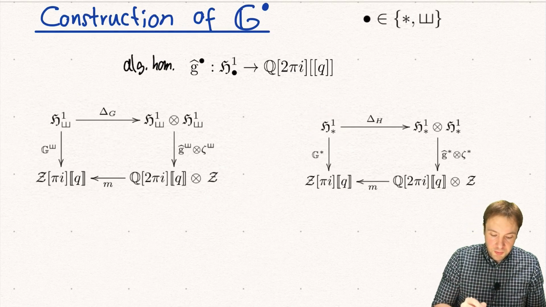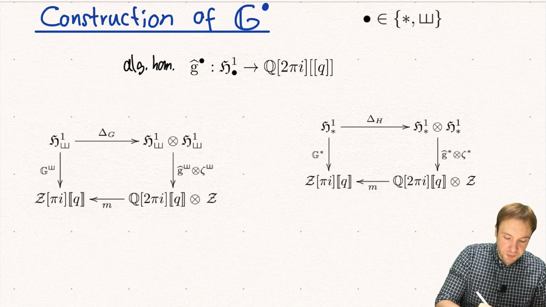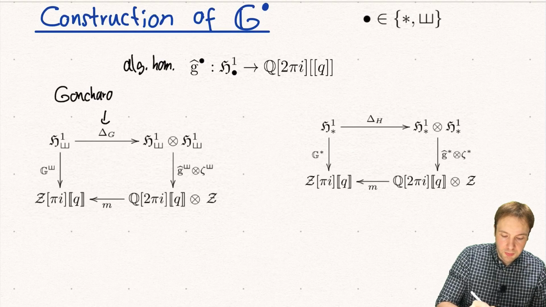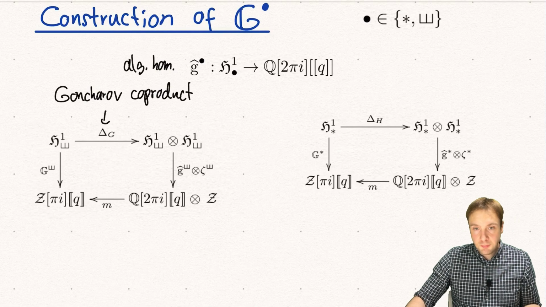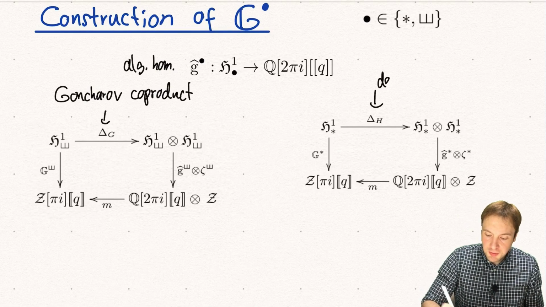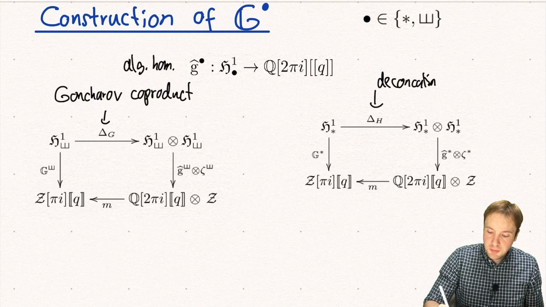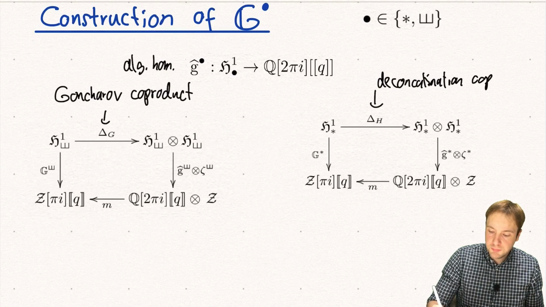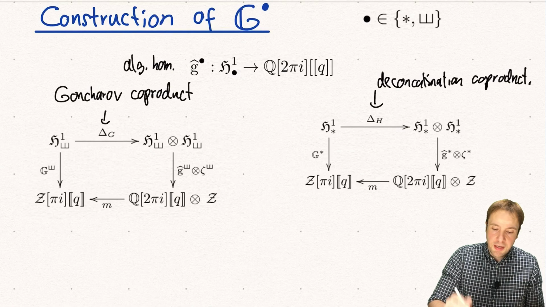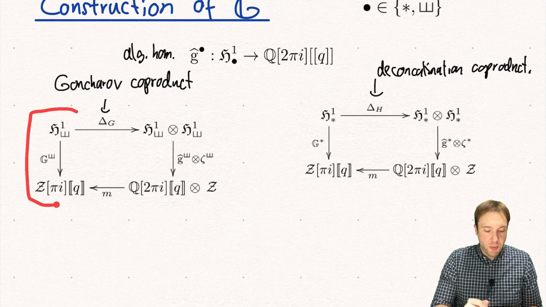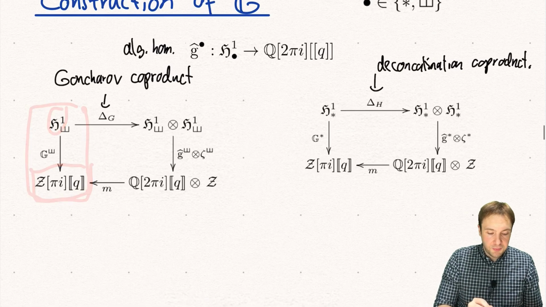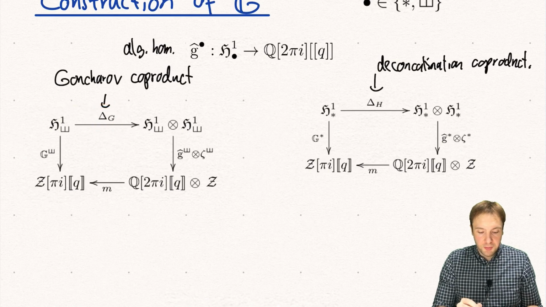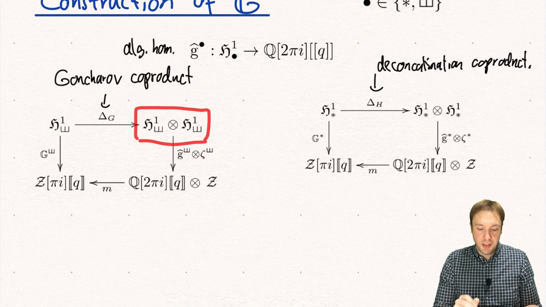stuffle. So here on this shuffle side, there will be the so-called Goncharov-Hopf coproduct. And here we will have the so-called deconcatenation coproduct. And then the idea to construct this algebra homomorphism, this G shuffle from H1 shuffle to our target space here, is to first use this coproduct. So this will give an element here in H1 shuffle tensor H1 shuffle.